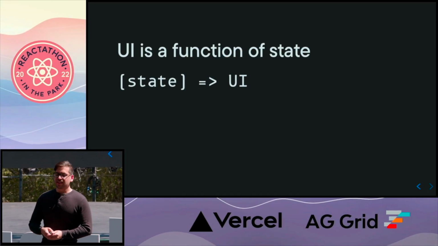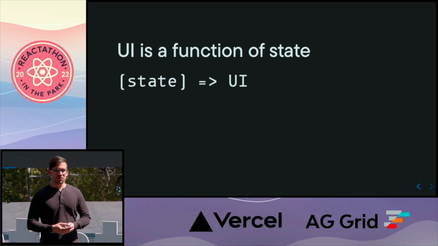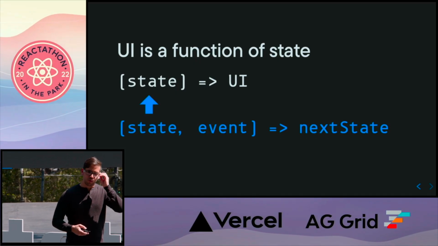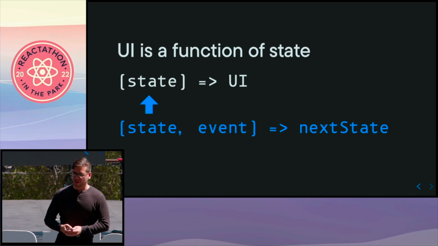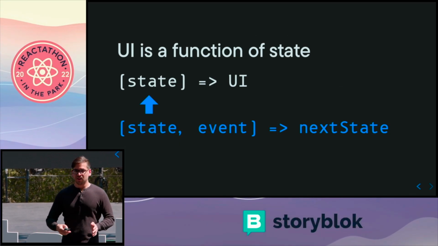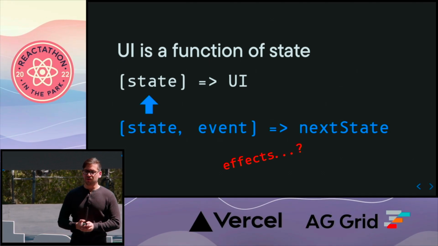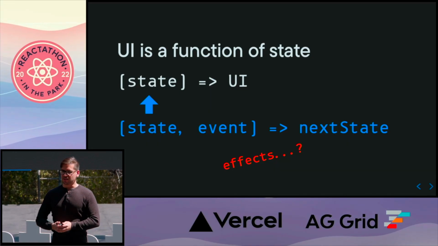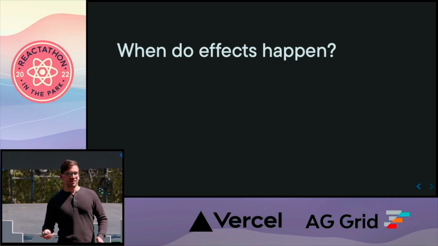So in React, a popular mantra is that UI is a function of state. And so whatever state you have, it's going to render a UI. And so we could actually derive this whole idea, which Redux popularized, where given a state, and an event that happens, now you have a next state. So the problem with this, though, is that you really have no place for effects. It doesn't really fit into this function. So where do effects happen?